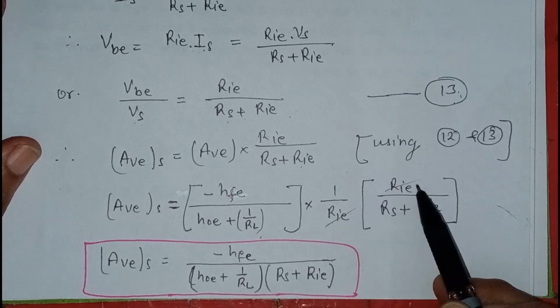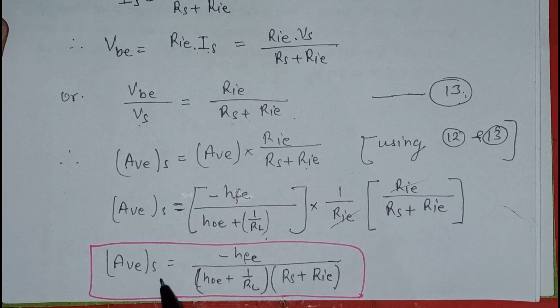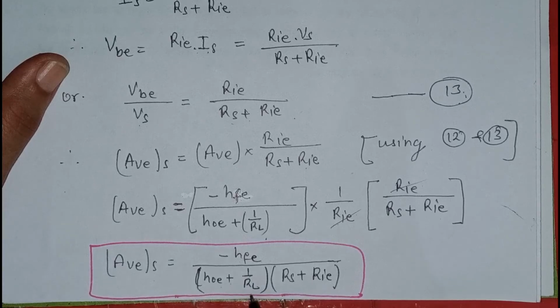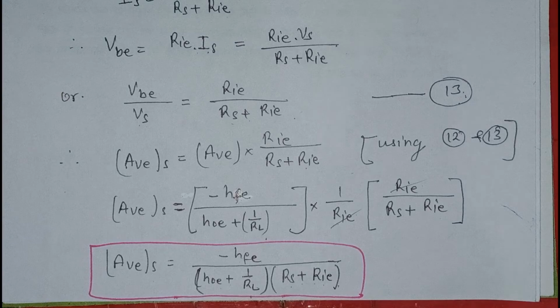This RIE and this RIE cancel out. So the final equation for overall voltage gain will be equal to minus HFE upon HOE plus 1 upon RL into RS plus RIE. This is the final equation for overall voltage gain.